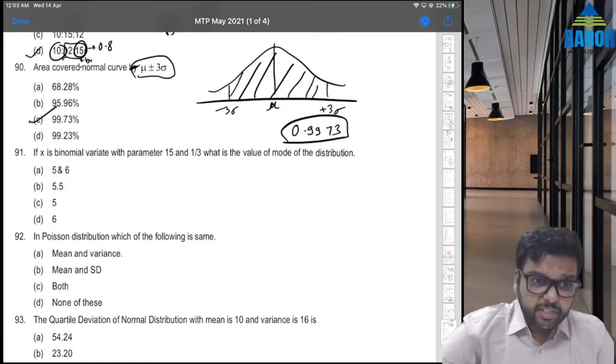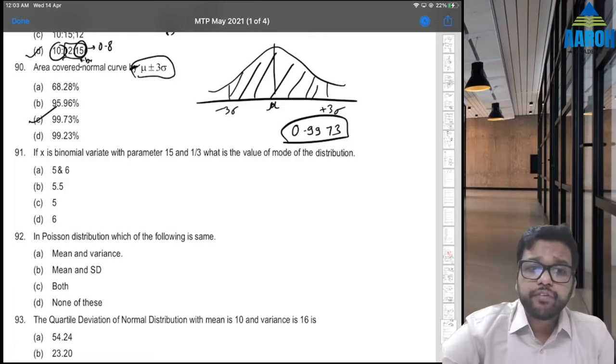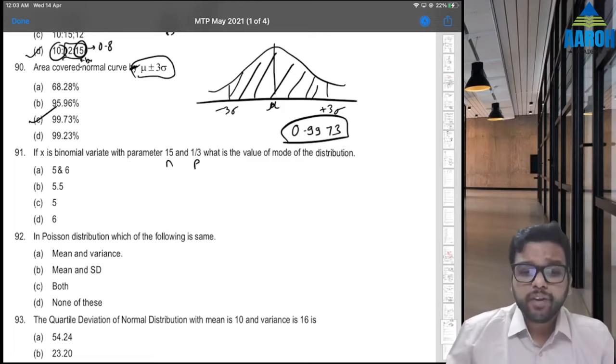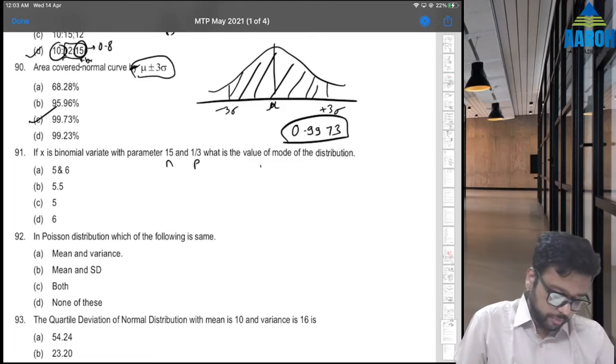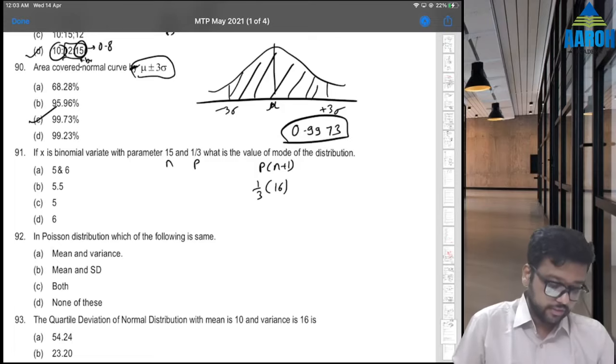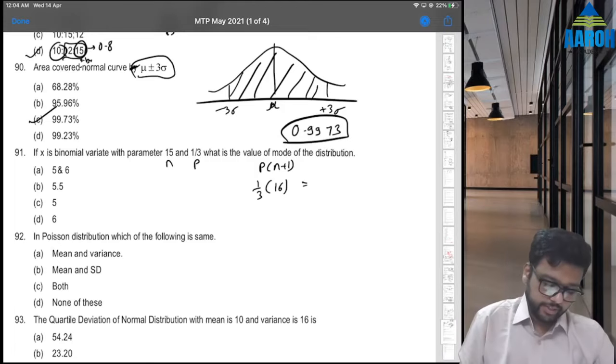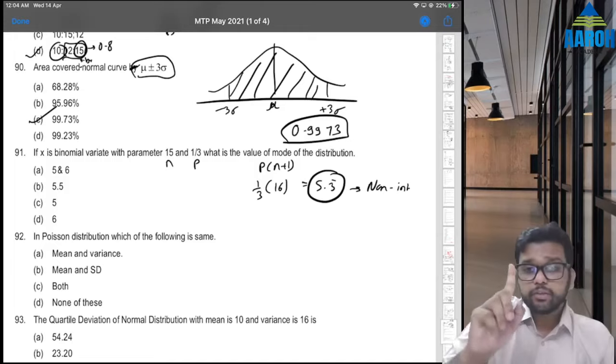Next, if X is a binomial variate with parameters 15 and 1 by 3, that is binomial, so N and P, what is the value of mode? Mode के लिए we have to do P into N plus 1. So 1 by 3 into 15 plus 1, 16. 16 by 3 is how much? 5.333. If this answer is non-integer, then there is only one mode.